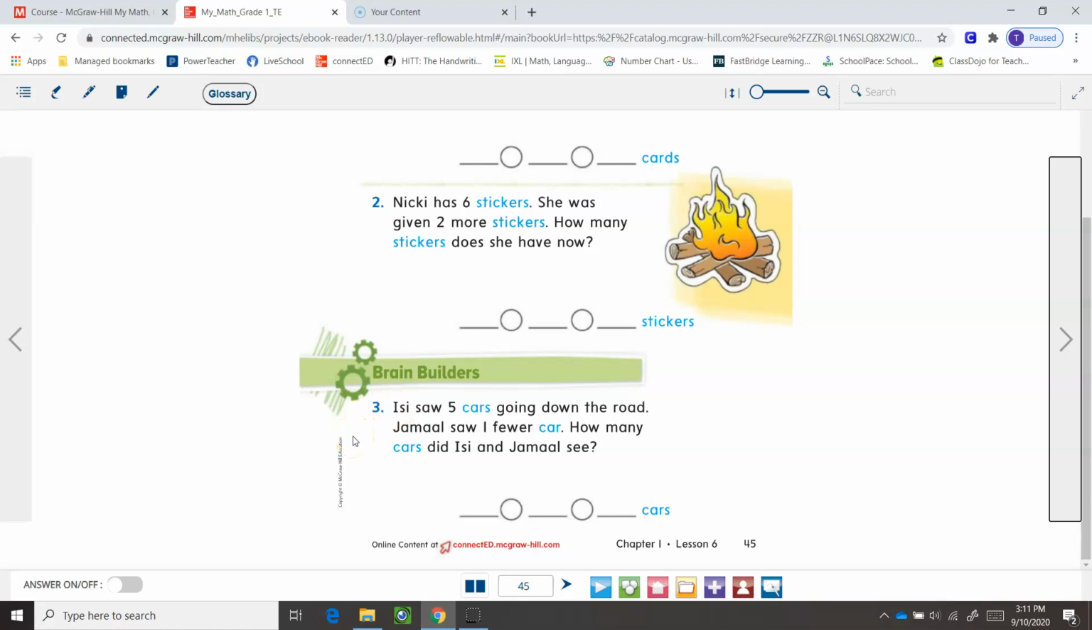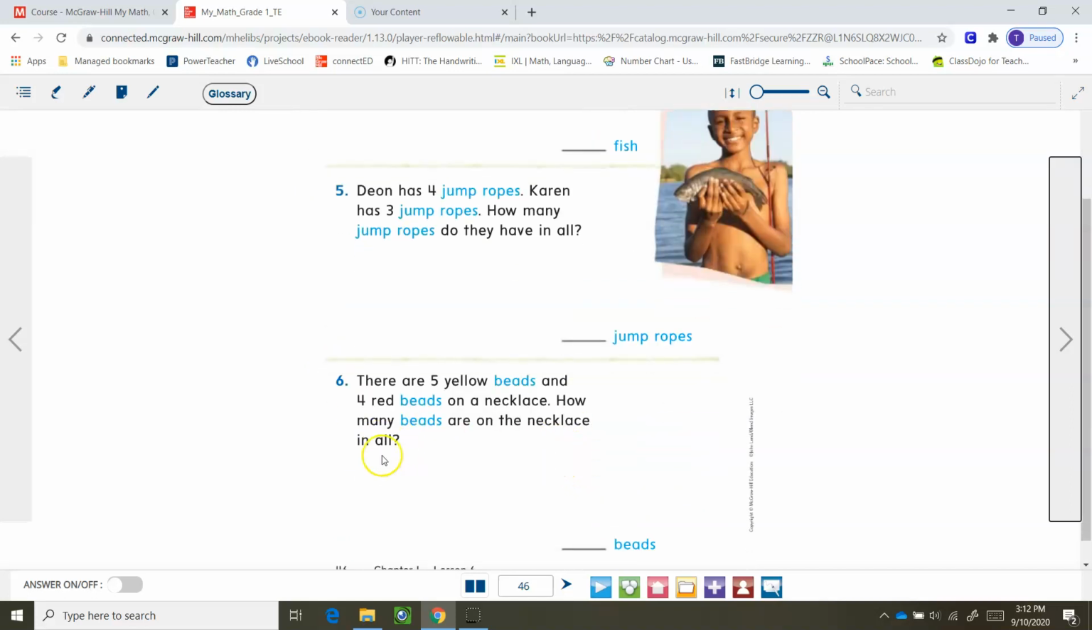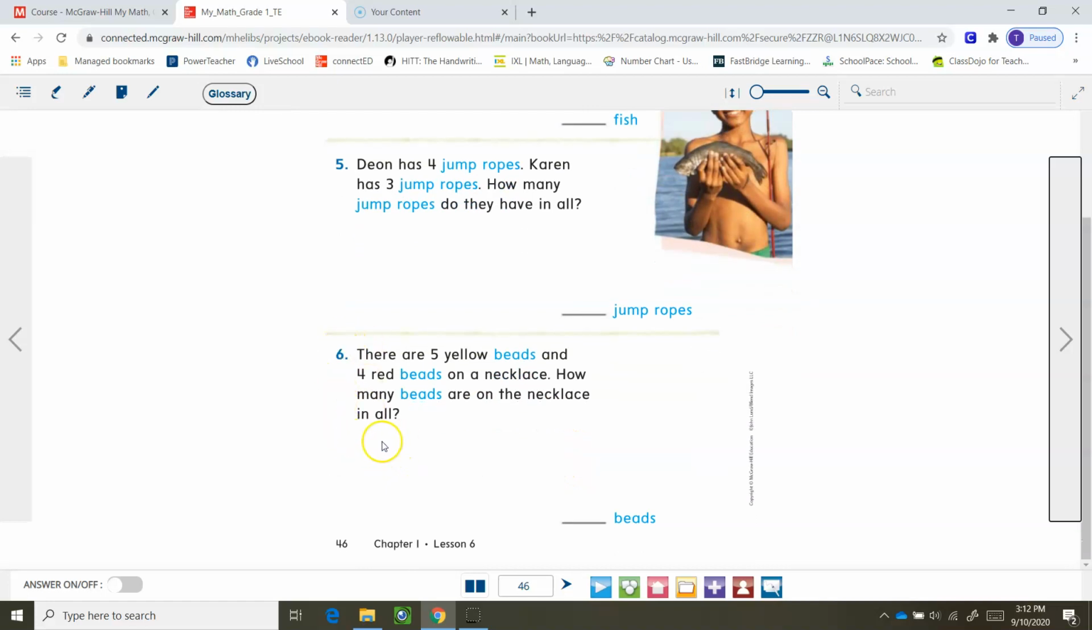Question number 3 is a brain builder, so it does take some extra thinking and maybe some help. On my next page, we're just going to review the strategy again, 4, 5, and 6. You can pause at any time, and on your scratch piece of paper, write number 4, and then again, show us your number sentence and your total number of fish. Number 5, you're going to write your number sentence and show us your total number of jump ropes. And then, of course, number 6, show us your number sentence with that one as well.